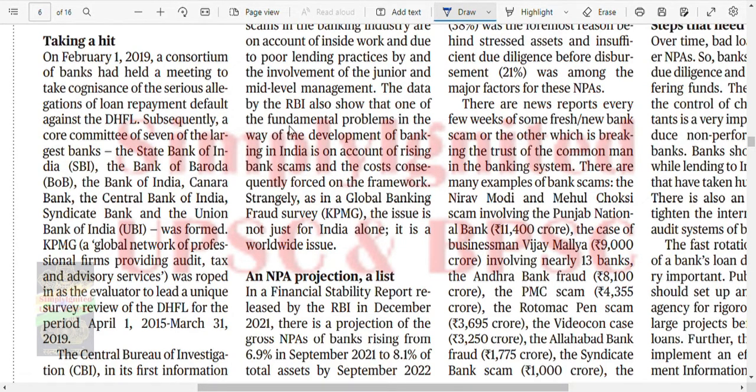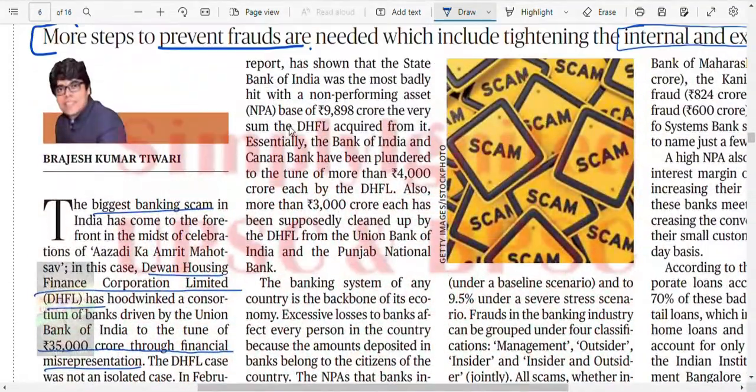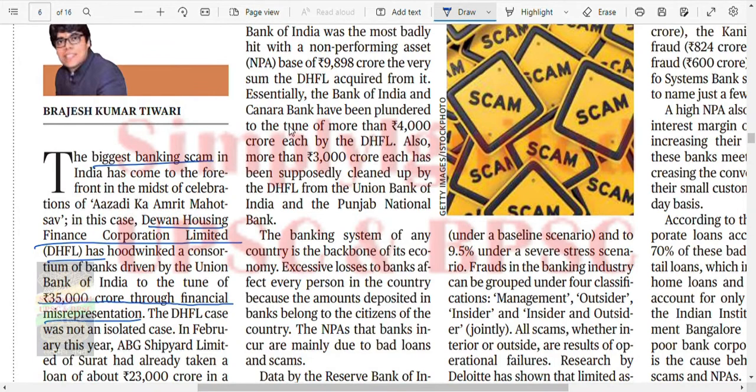Subsequently, a core committee of 7 large banks was formed. KPMG, the global network of professional firms providing audit, tax and advisory services, was roped in as an evaluator to lead a unique survey report of DHFL for the period 2015 to 2019. The CBI, in its FIR, has shown that State Bank of India was the most badly hit, with non-performing assets of almost 9,900 crores, the very sum DHFL acquired from it. Essentially, Bank of India and Canara Bank have been plundered to the tune of more than 4,000 crore each.